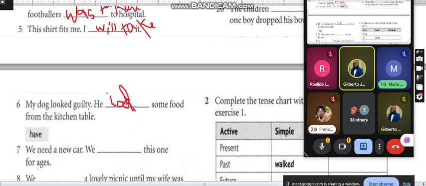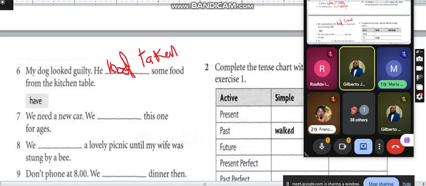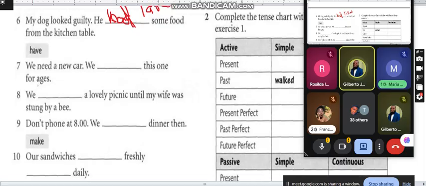Is it okay, Francisca? So we have to be very attentive to these different tense systems because sometimes they can be a bit confusing. But just try to understand the context and the rest will swiftly follow. Okay, let's go to number 7. In number 7, we have: with a new car, we blank this one for ages. So who wants to go first here?